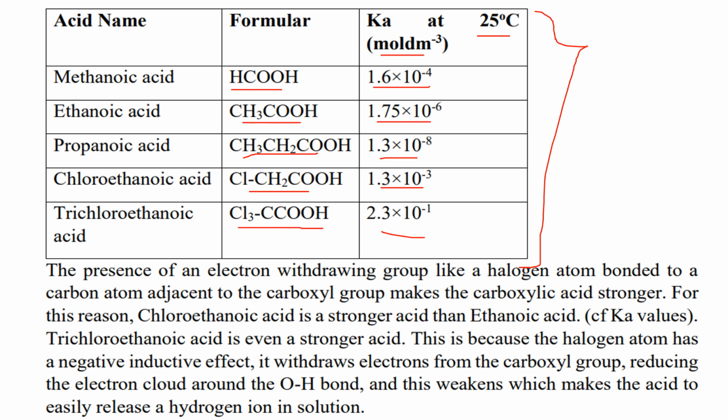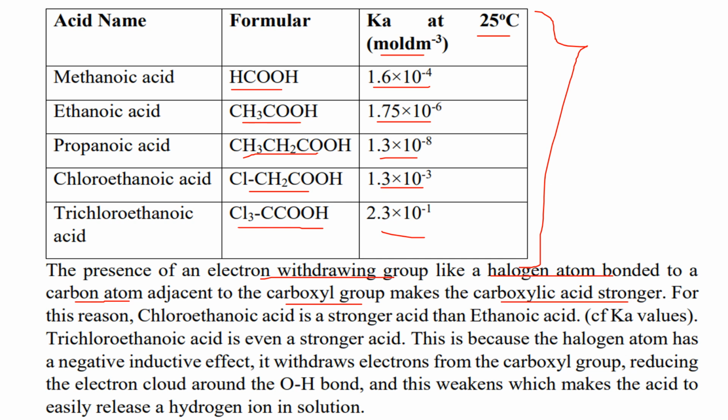Just like I told you, you must know electron donating compounds, which have a positive inductive effect, and compounds that have a negative inductive effect, because that is central to most organic explanations brought up in word problems. Now, the presence of an electron withdrawing group, like a halogen atom bonded directly to the carbon atom adjacent to our carboxyl group, is going to make the carboxylic acid stronger.